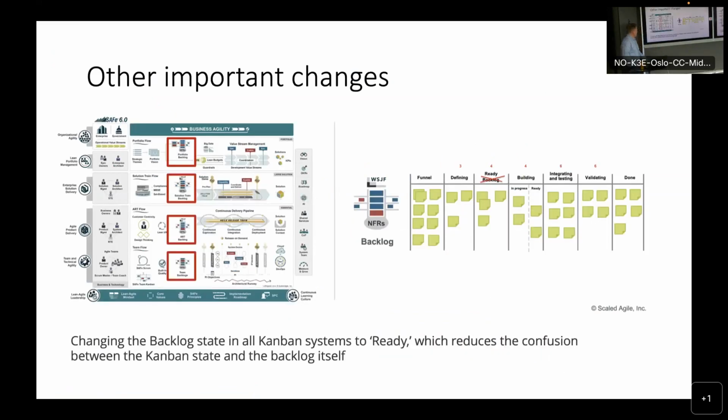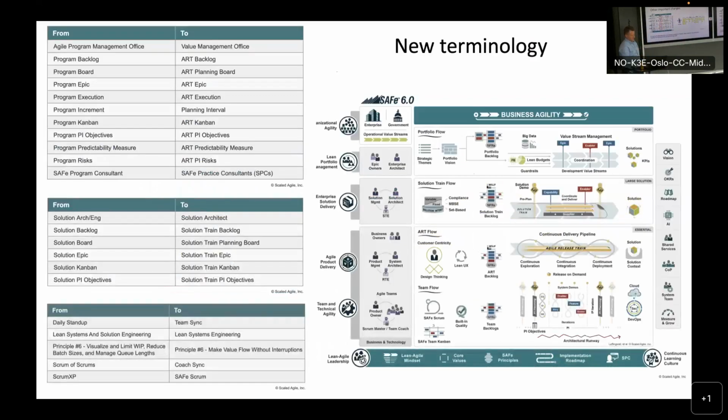Some other smaller changes in the backlogs and the Kanban boards. Instead of having a backlog column, they're calling it ready, to not confuse backlog with the backlog. So instead of getting it into the backlog and then being able to bring it on at PI planning, it's in a ready column and then you can bring it on to the implementation of the next phase. And then the last slide I'll present is a lot of the terminology they've changed.